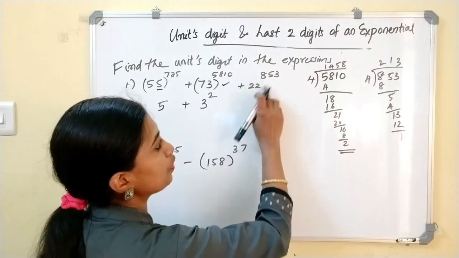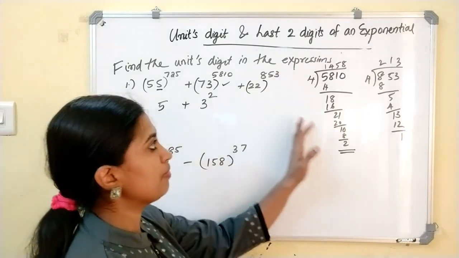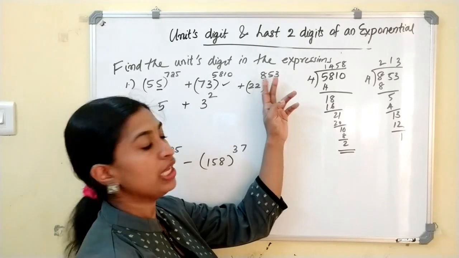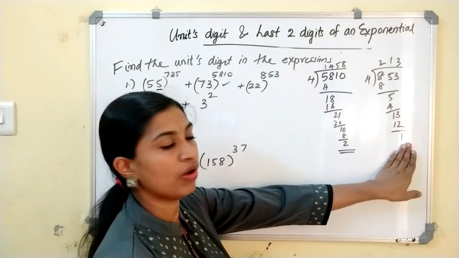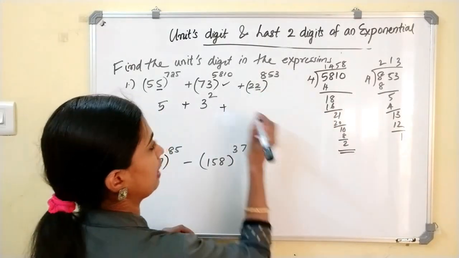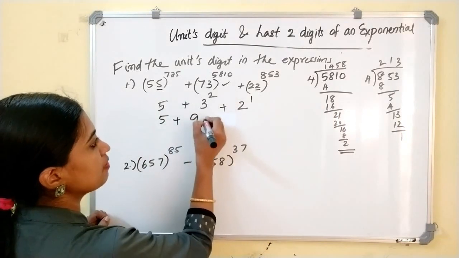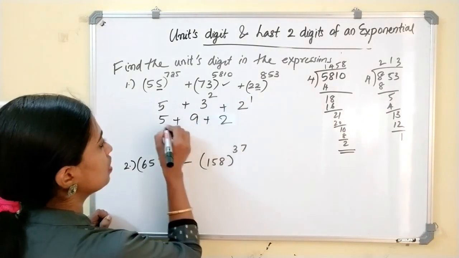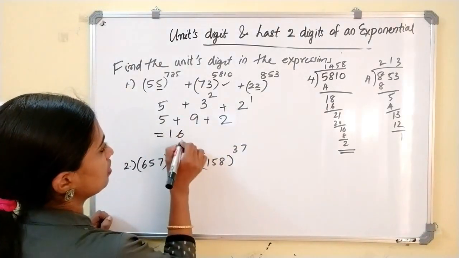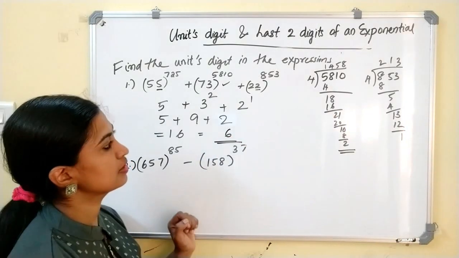Next is 22 raised to 853. Again 2 raised to something. The same method: we have to divide the exponential by the cyclicity, that is 4. 853 by 4, remainder is 1. So the ending digit of this is 2 raised to that remainder, 2 raised to 1. So 5 plus 3 square, which is 9, plus 2 raised to 1, which is 2. 5 plus 9 plus 2 is 16. So the ending digit is 6.